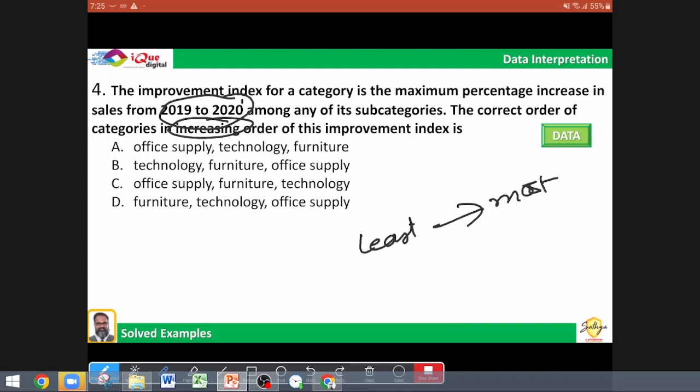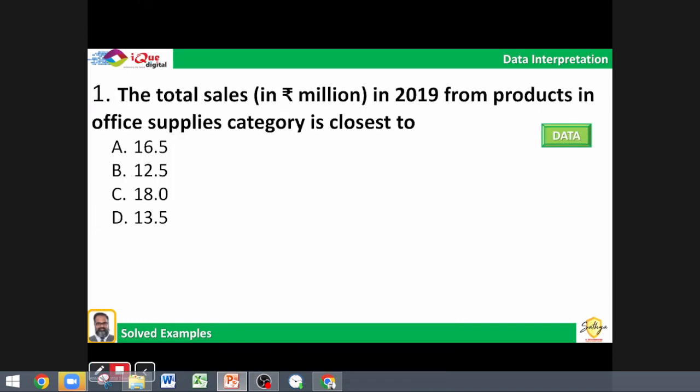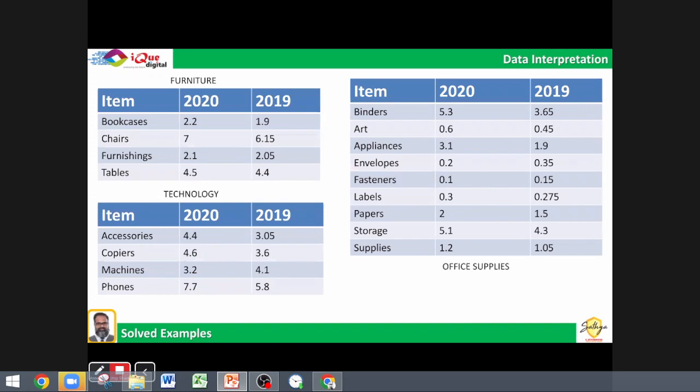So first you have to identify the maximum percentage increase, in which subcategory it is, and then you have to arrange all the categories from the least to the most. So I think this is very similar to the previous question where we calculated the percentage increase. In this case, again, from 1.9 to 2.2, it's actually a decrease. You don't need to calculate, right? 6.1, and you can just look at the data and eliminate some of the options, and in some cases, you will need to calculate. So this is the calculation intensive thing.